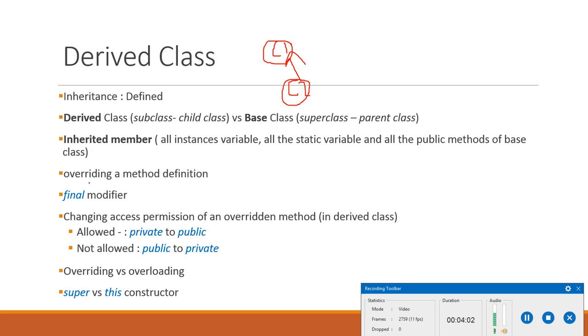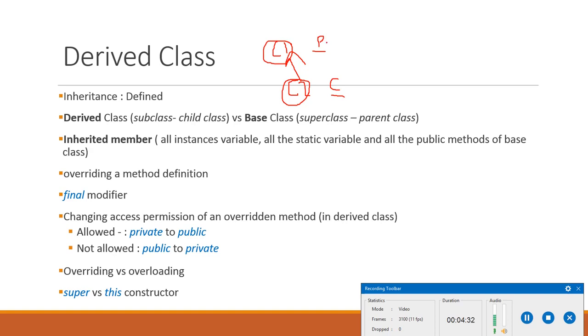Now let's talk about certain terminologies. Here we have the concept of parent class and child class. The original class is called the parent class, and the class which we derive from it is called the child class. The old class is known as the base class, superclass, or parent class. These are three different names for the class from which a class is derived.